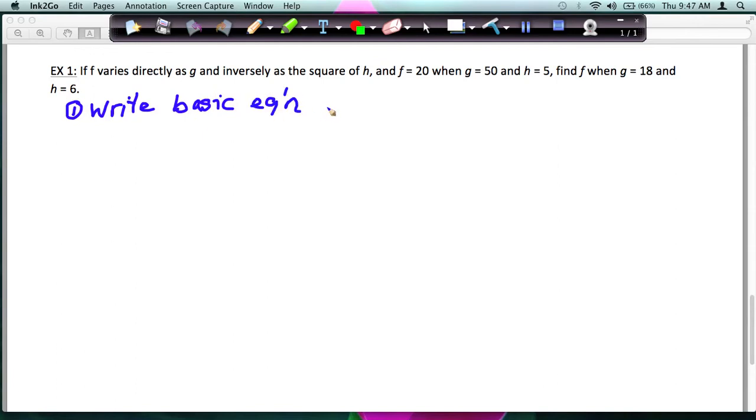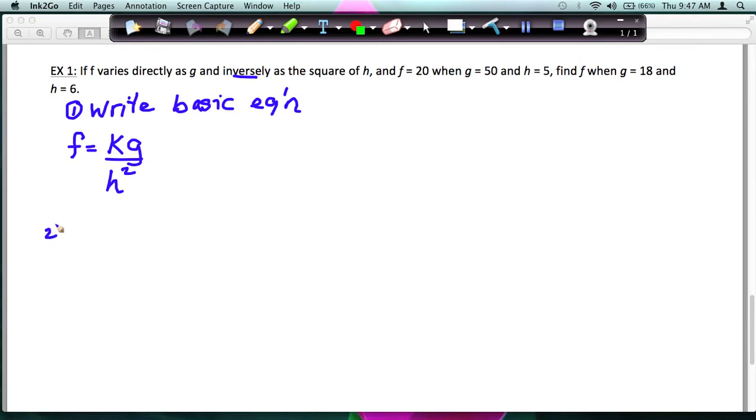So write the basic equation. This says if f varies directly, so I'm going to write that first. So f equals k. Directly means multiplying, so directly as g, k times g. And inversely, that means I'm dividing, as the square of h. That's another way to say h raised to the second power, so h squared. So this is my equation.